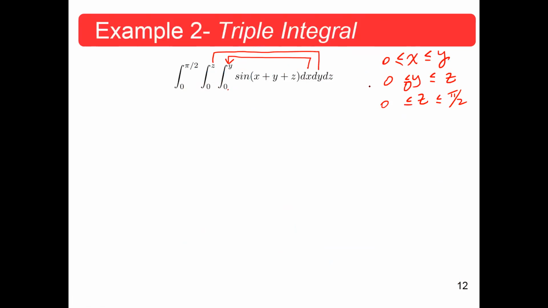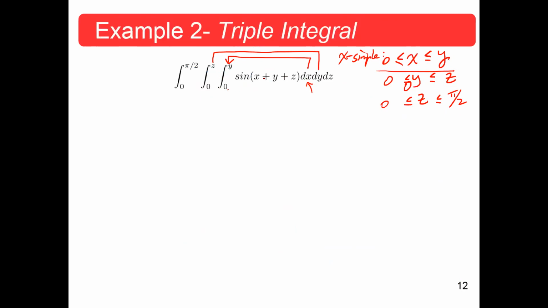Based on what has been laid out over here, this is not a z simple region, right? Because z is bounded by 2 constants. I would say this is an x simple region because x is the innermost layer. Okay, x simple region. But our goal for this example is just to evaluate this integral, so we don't have to look too deep into this region. We just need to see how we actually calculate this integral.